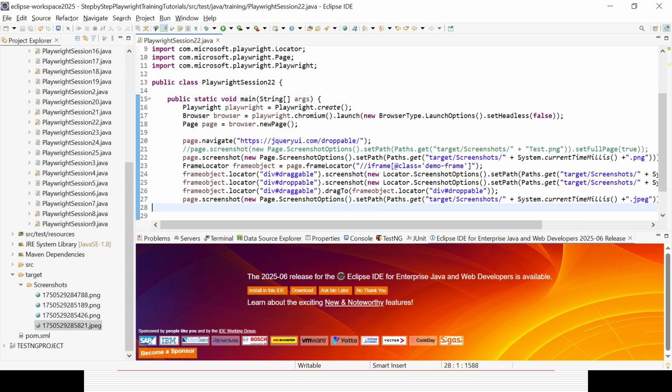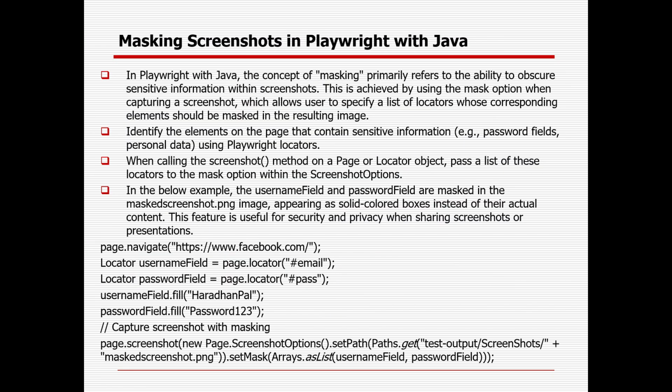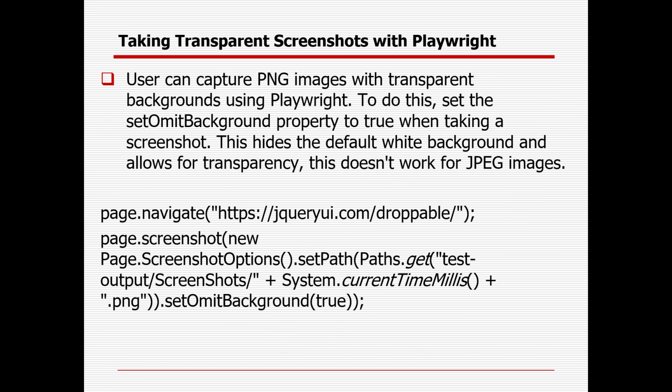Okay, now one more thing I will cover here, right? This is called taking a transparent screenshot with Playwright. So the user can capture only PNG images with transparent background using Playwright. To do this, set omit background to true when taking a screenshot. This hides the default white background and allows for transparency. This does not work for JPG images. It will only work for PNG images.